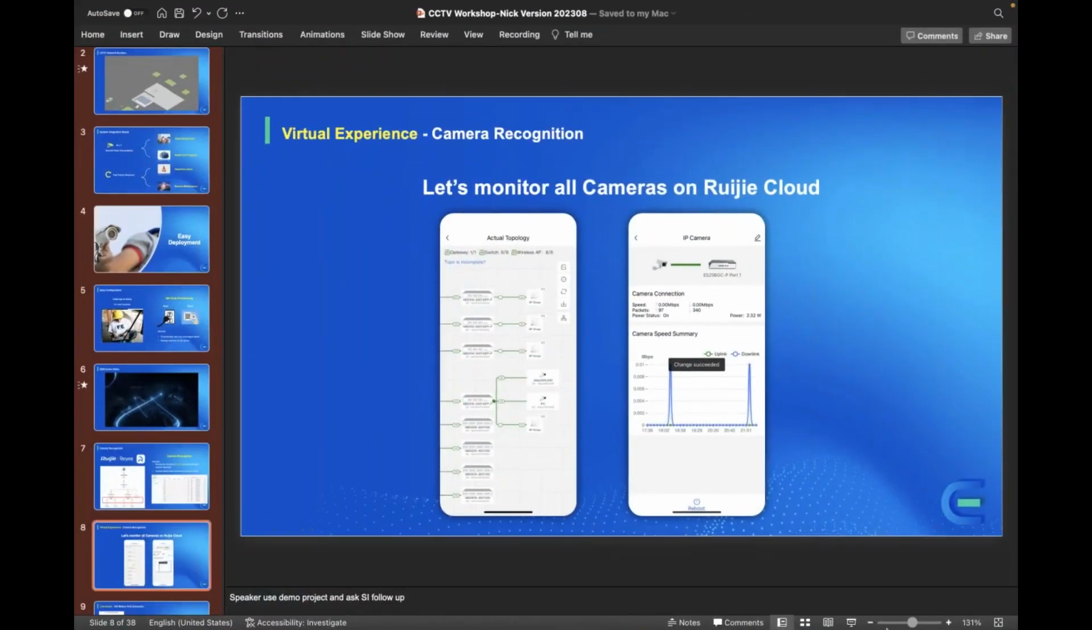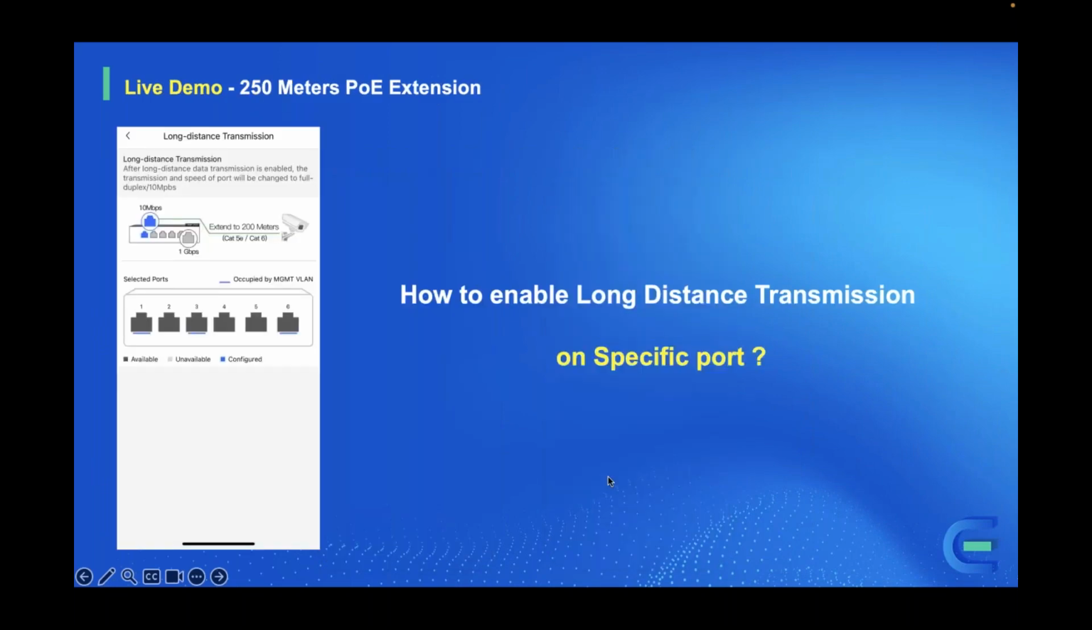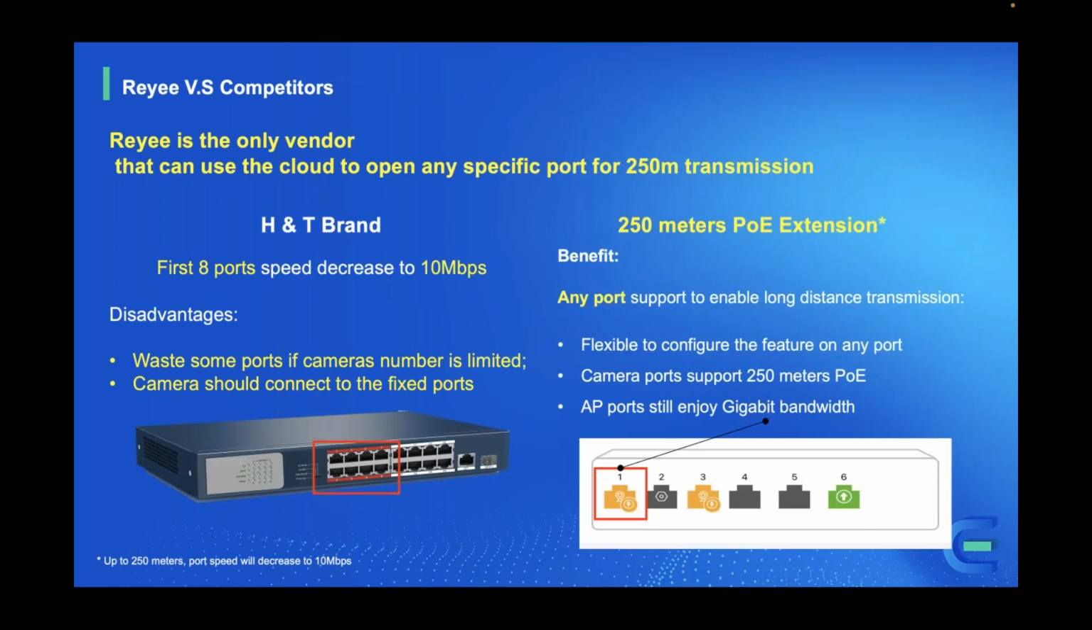Let's go back to the PowerPoint. Okay, so the third feature is our long distance transmission function. We are able to do long distance transmission on every single port, up to 250 meters. We all know the standard installation distance of networking devices is 100 meters, but sometimes we need to install 1 or 2 cameras out of range.